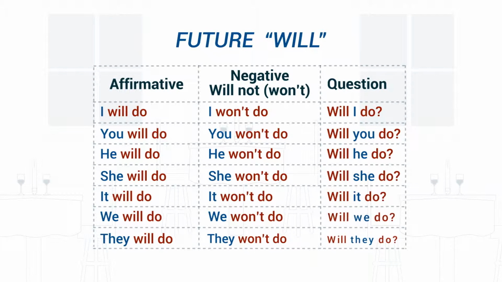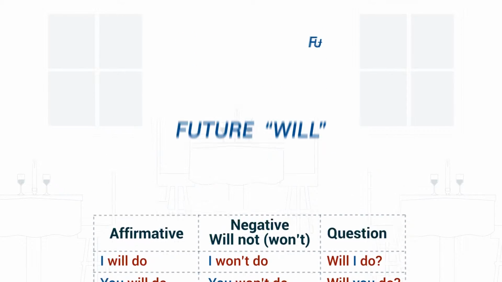Let's check the possible structures by using the verb do. Remember, we have studied two forms for the future, one with will and the other one with going to. Affirmative sentences with will, subject plus will plus verb in the base form plus complement. Negative sentences with will, subject plus won't plus verb in the base form plus complement. Question with will plus subject plus verb in the base form plus complement.